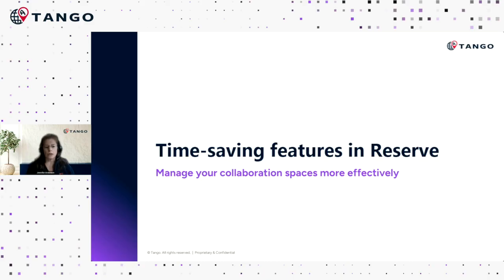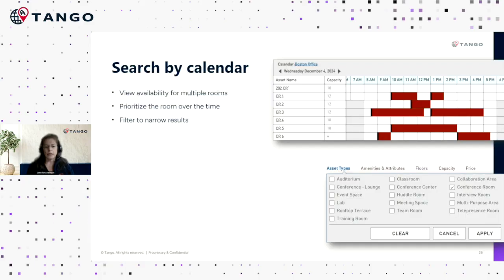When looking for a collaboration space, use Search by Calendar to view availability for multiple rooms, one day at a time on a grid. This is especially helpful when you want to prioritize the room over the time, because this allows you to see when a specific room is available. Whereas the list view or the floor plan view is better used when the time is more important and the room less so. Use the filters shown in the second image to narrow down the results. The calendar view in the Exchange add-in works the same way.